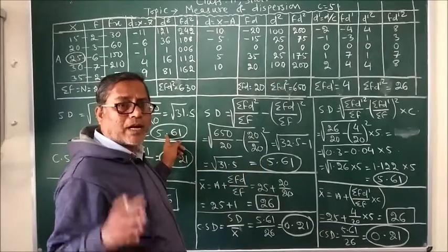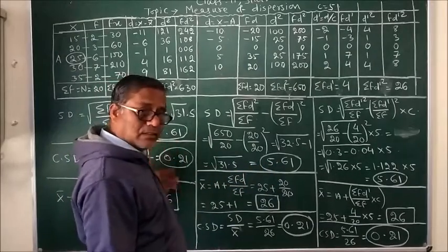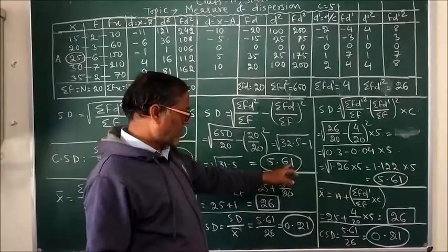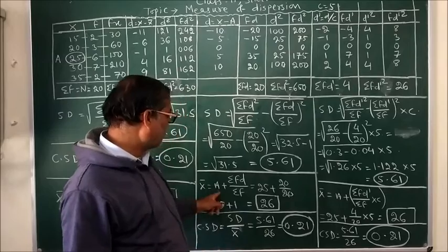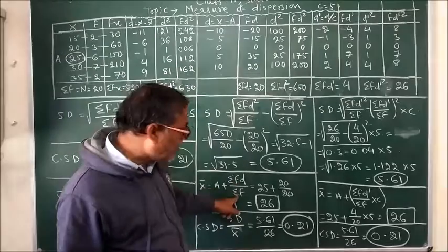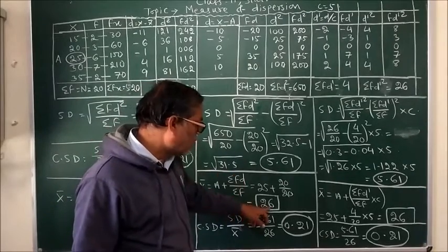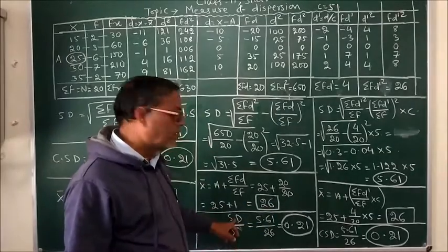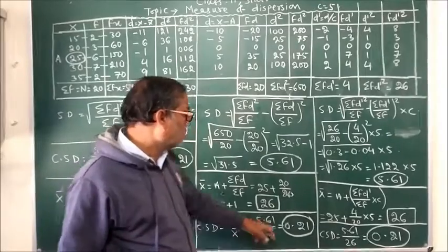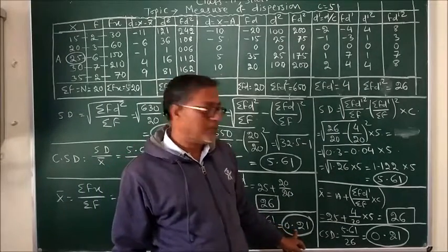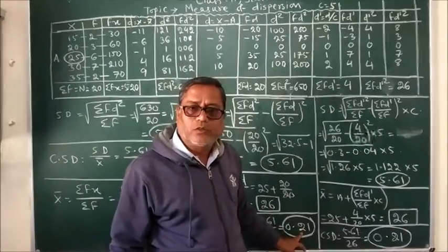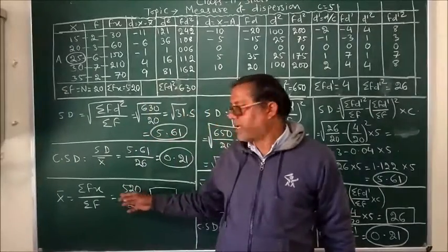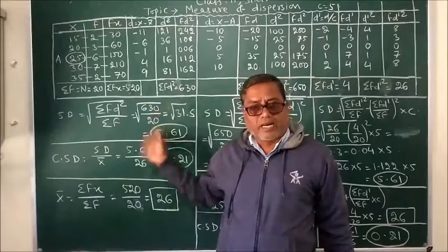and again we got the same value we had found in the direct method. The value of standard deviation is 5.61. Now using the formula A plus summation FD upon F, we got the actual mean. Actual mean is 26, and by dividing the standard deviation by the actual mean, we got the coefficient of standard deviation to be 0.21, the same value that we had calculated by using the direct method.